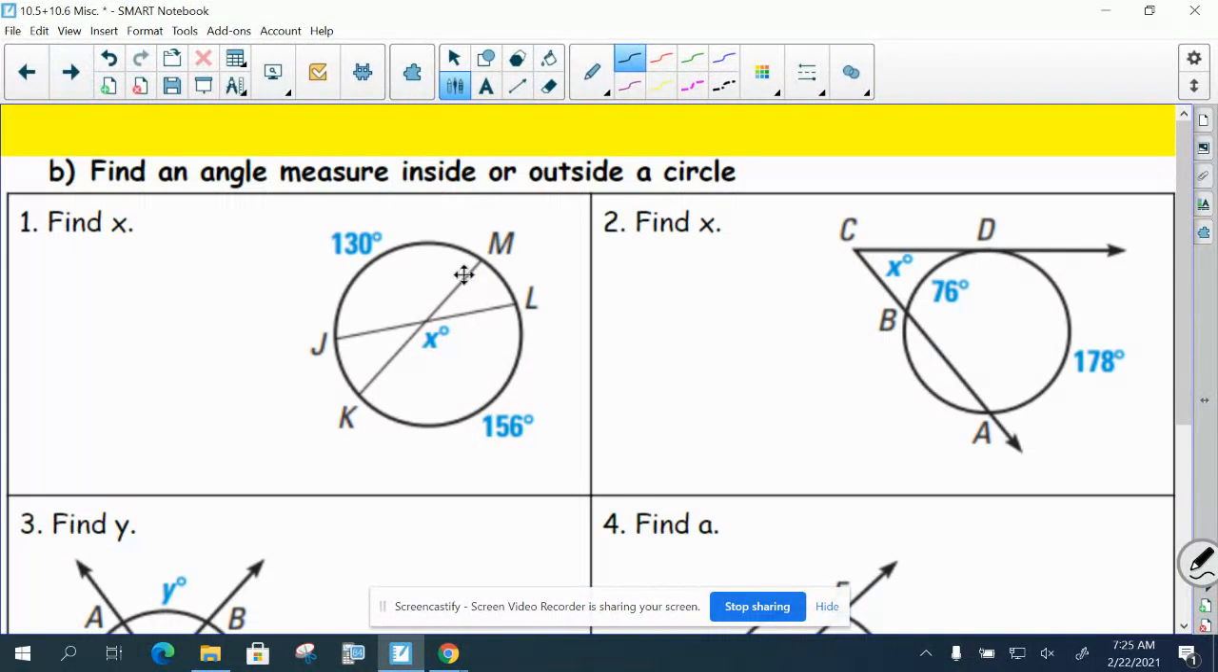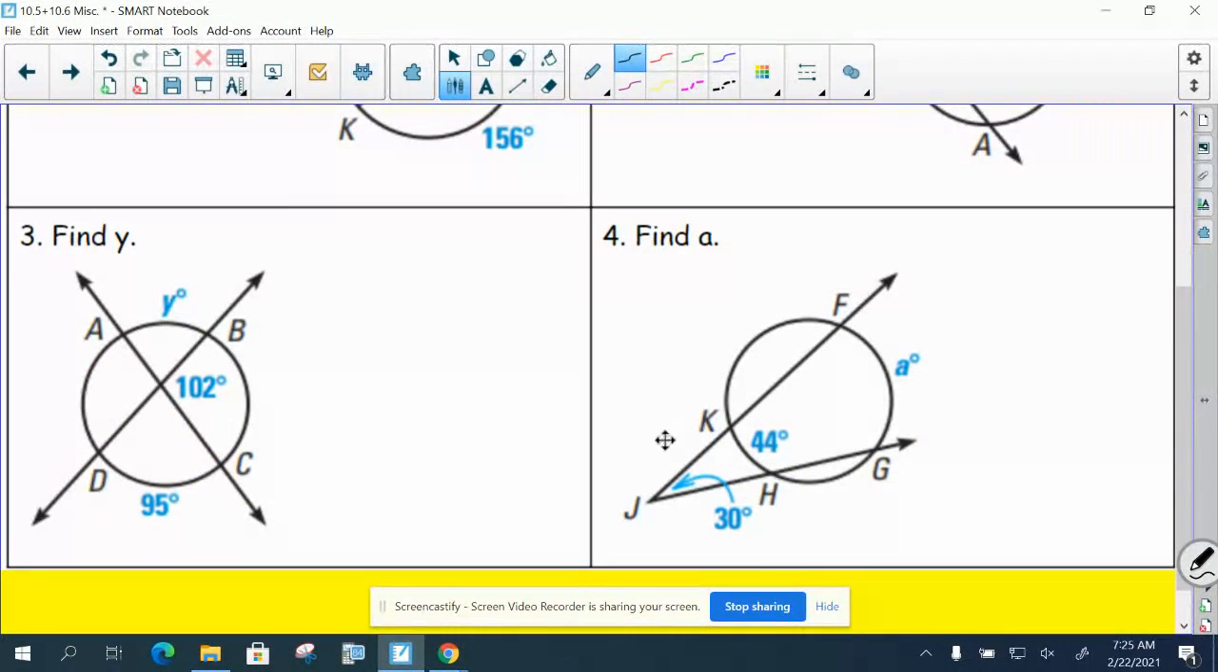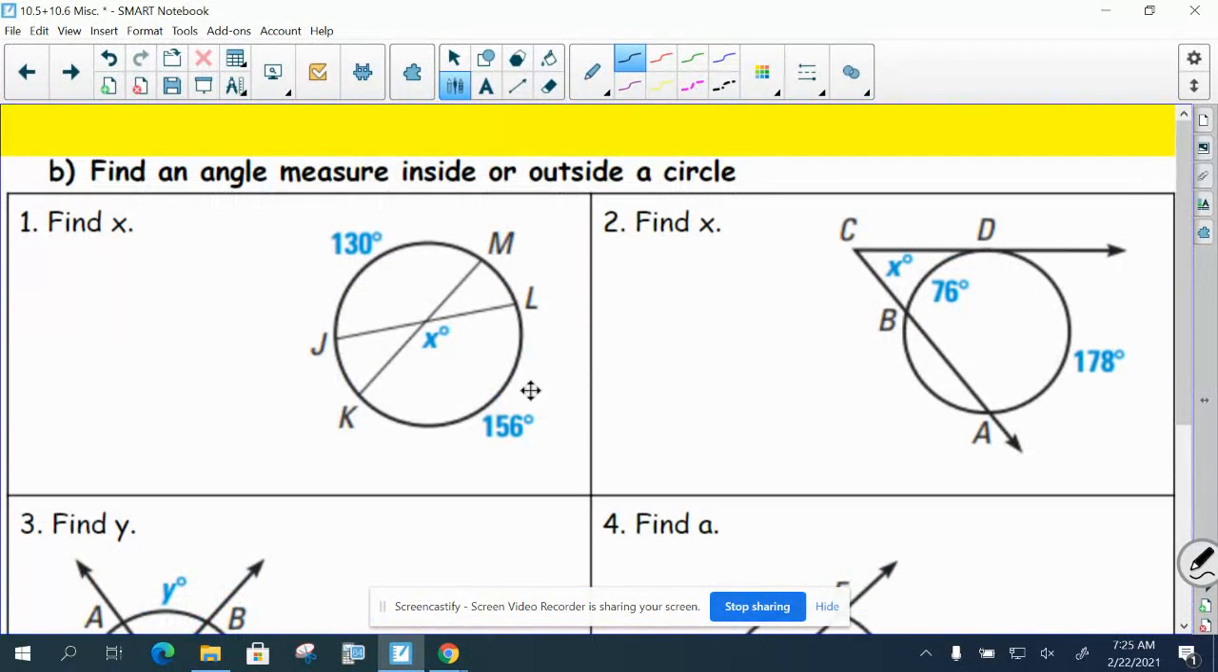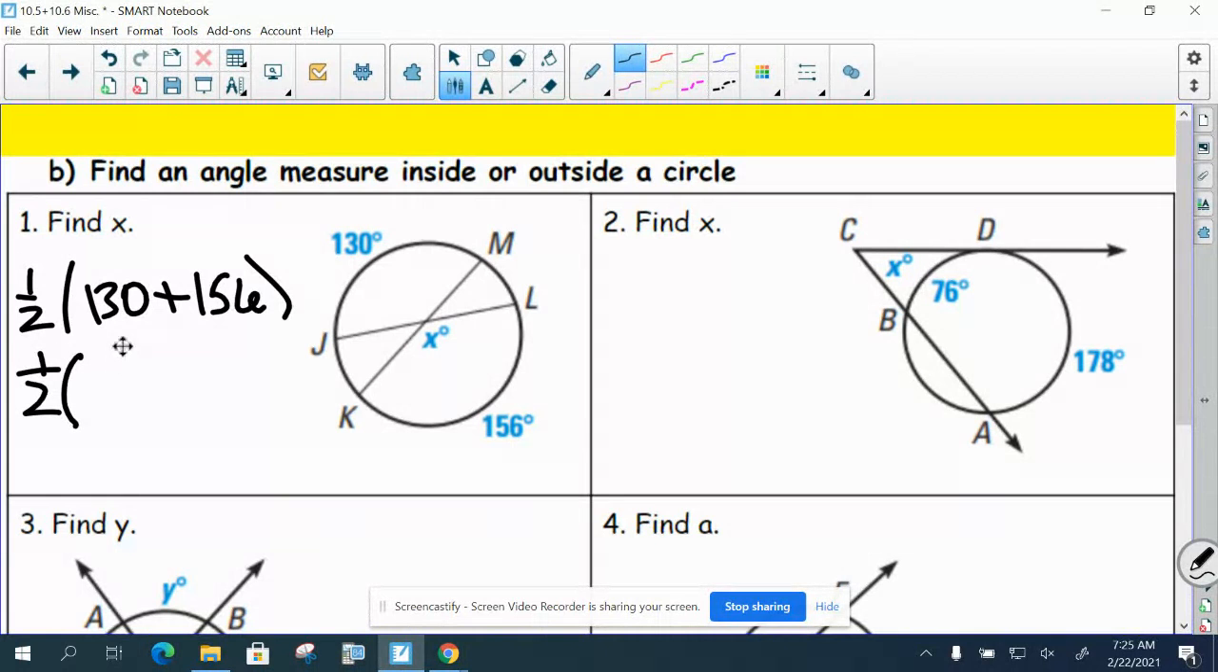All right, next it looks like we're going to be working with 10.5b and c. So here this would be 10.5b. To figure out x, you would do 1/2 of the sum of 130 and 156. So 1/2 of 130 plus 156, that's how I would set up my equation. That would be 286, and 1/2 of that would be 143.